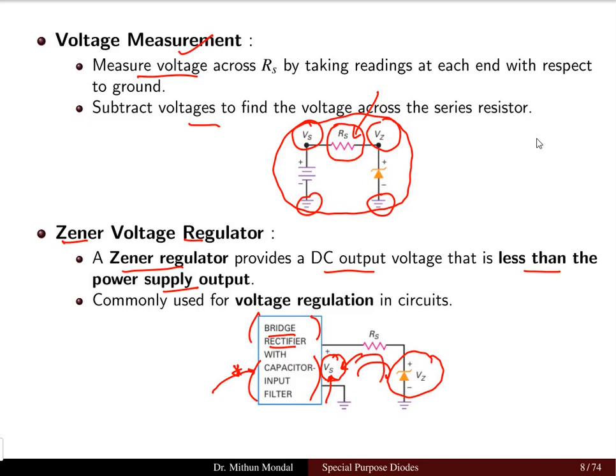The current will flow in this circuit, and the source voltage will be more than the Zener voltage. So commonly, this Zener voltage regulator is used for voltage regulation in the circuit. Even if there is a fluctuation in the source voltage, the output load voltage will be constant, which we will see in the coming topics.